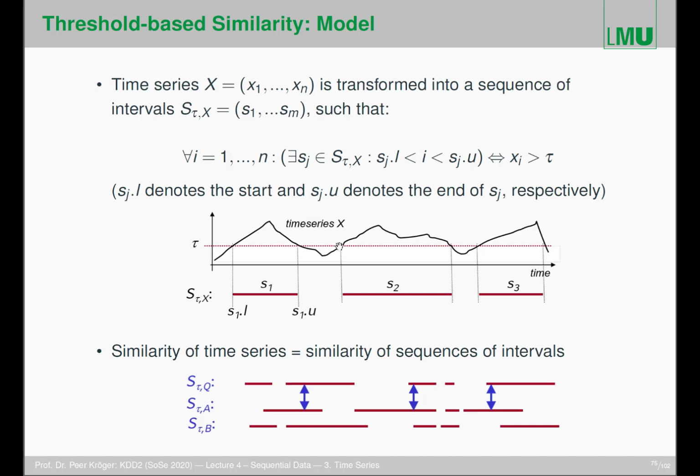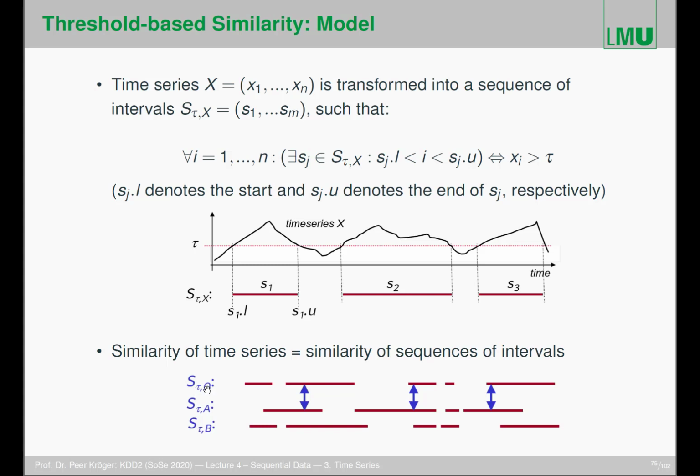So this time series here, x, is transformed into this sequence of those 3 intervals here. And each interval is represented by the start point, which is the lower, and the end point, which is the upper. So now we can compare time series in terms of interval sequences, and the similarity of time series now should be somehow measured by the similarity of their respective interval sequences.